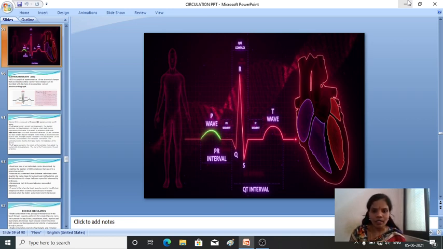Apart from this, we also discussed the blood vessels. We studied three types of blood vessels, that is arteries, veins and capillaries, and their functions. In today's class we'll discuss another most interesting concept, that is ECG, and double circulation. Then we'll move on to the last content, that is the disorders. We'll see one by one. First we'll discuss the ECG.